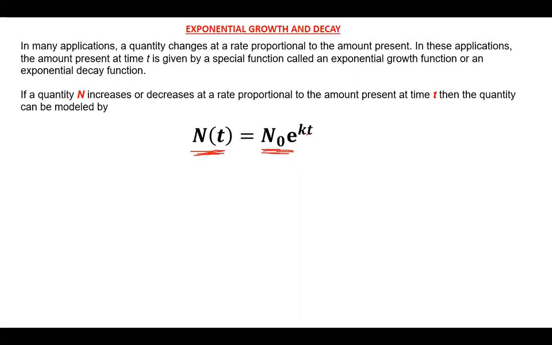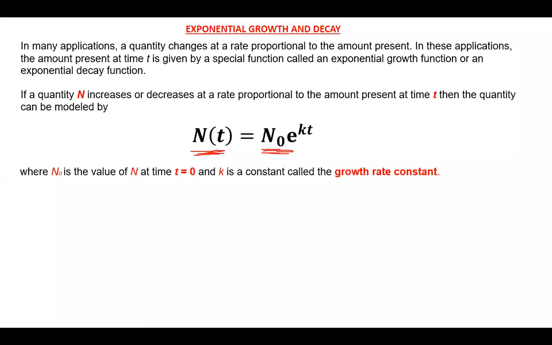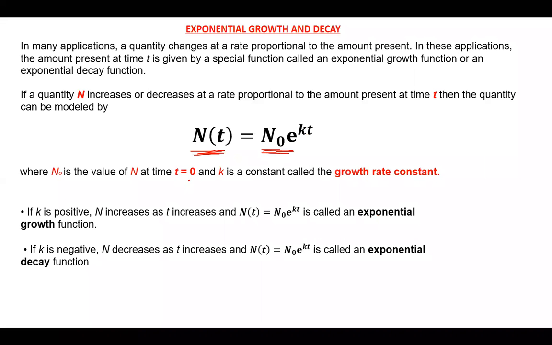So let us see this. This is what I'm just explaining here. Where n is the value n when t is equal to 0. So when t is equal to 0, it's also called the initial value of n. And k is the constant called the growth rate constant. So if k is positive, n increases as t increases, and the equation will look like this. It is called the exponential growth function. So when k is positive, it's exponential growth, and when k is negative, it's an exponential decay function.